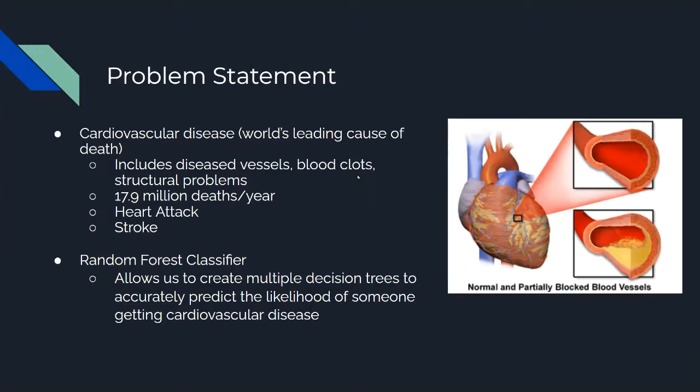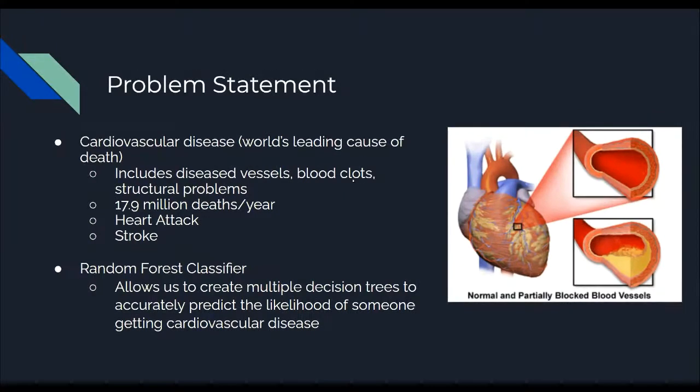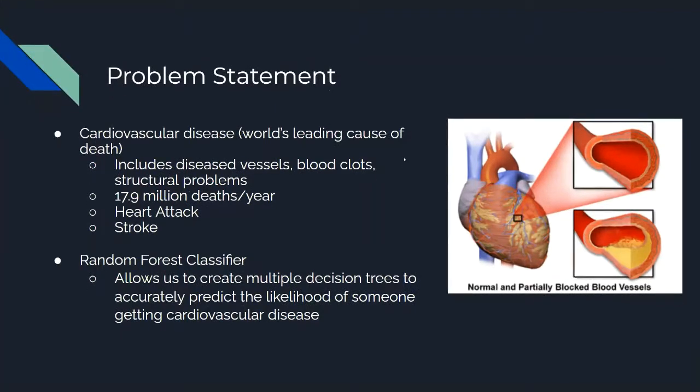So we had a huge data set that we wanted to utilize, and we figured the best way to predict our end outcome was using a random forest classifier, which allowed us to create multiple unique decision trees to accurately predict the likelihood of someone getting cardiovascular disease.